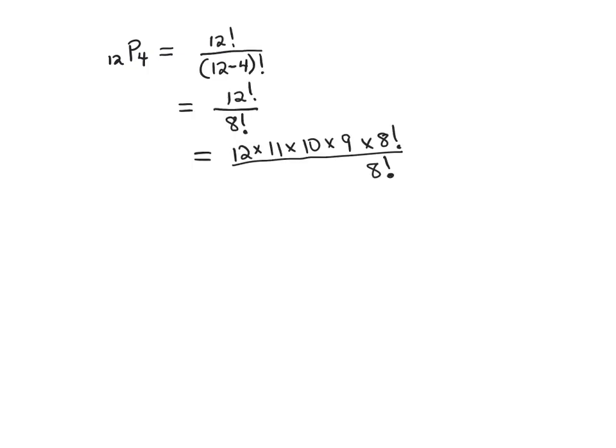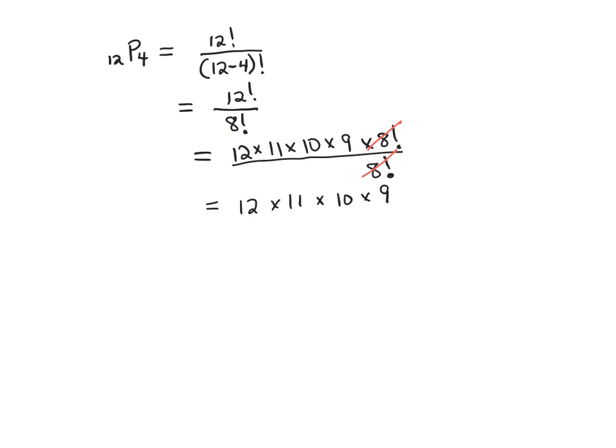Okay, so using our definition for nPr, we've got 12 factorial divided by (12 minus 4) factorial. So that's 12 factorial over 8 factorial, which could be expanded as 12 times 11 times 10 times 9 times 8 factorial over 8 factorial. And notice how we can divide through these two. So our answer in factored form would be 12 times 11 times 10 times 9.